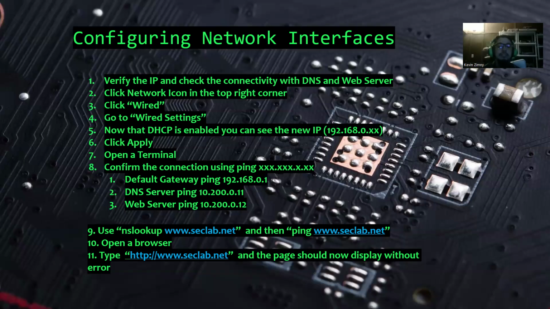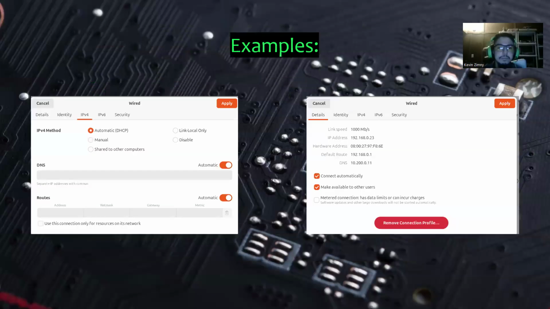If you get a response, this means that you have a connection to the server. Another way to confirm this would be to open up the browser. In the browser address bar, you would type in www.seclab.net, and the page should now display without error. Here are some examples of what we'd be looking at in this particular process.